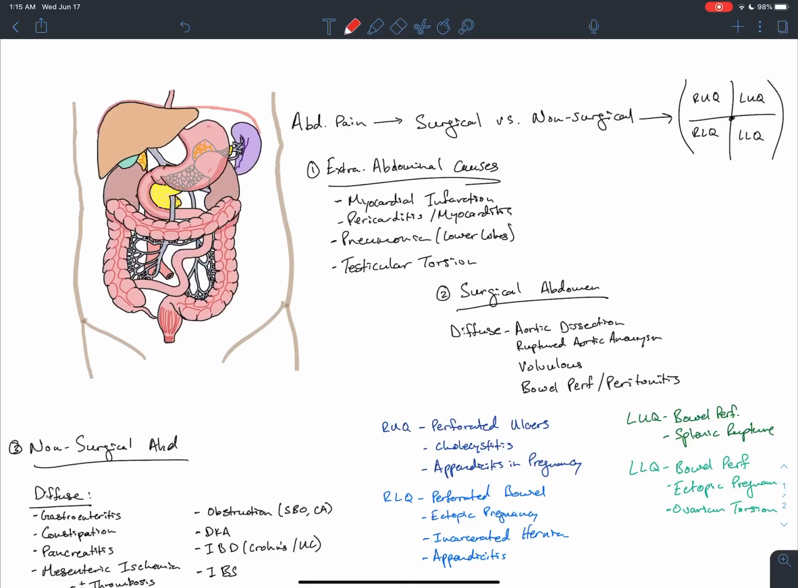Surgical versus non-surgical is simple enough. The surgical causes are basically the things that are so severe and so life-threatening that we have to take care of them now. So for instance, things that cause diffuse abdominal pain that can be surgical are something like an aortic dissection, which we talked about in the past, where this aorta here dissects, and so you end up with this false lumen that just keeps tearing downwards. It can cause some hypotension. It can cause some severe tearing-like pain coming down.